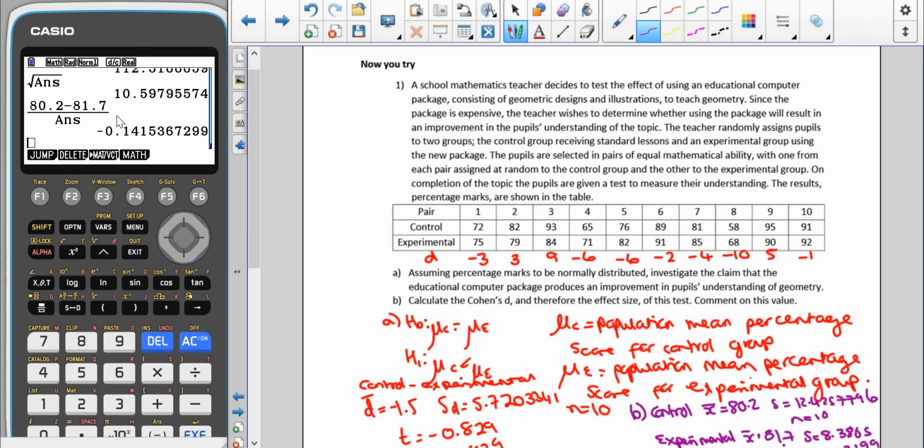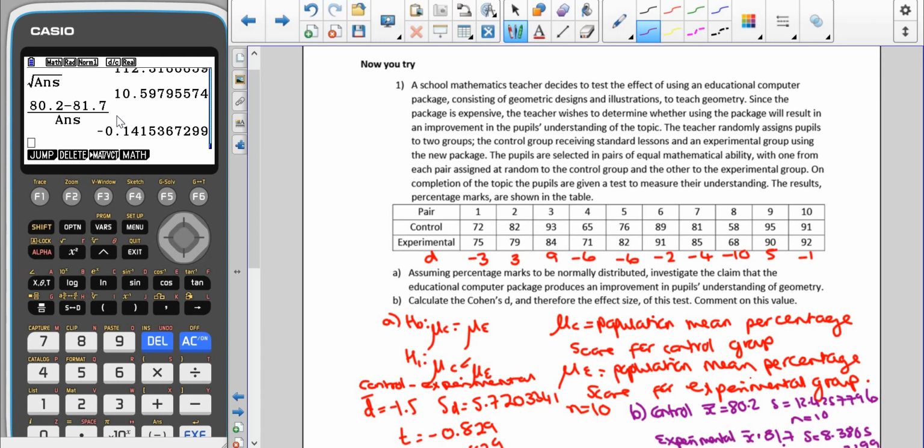So hopefully you paused the video and you gave the Now You Try question a go. So here we have a school mathematics teacher decides to test the effect of using an educational computer package consisting of geometric design and illustrations to teach geometry. Since the package is expensive, the teacher wishes to determine whether using the package will result in an improvement in the pupil's understanding of the topic. The teacher randomly assigns pupils to two groups. The control group receives the standard lessons and the experimental group using the new package.